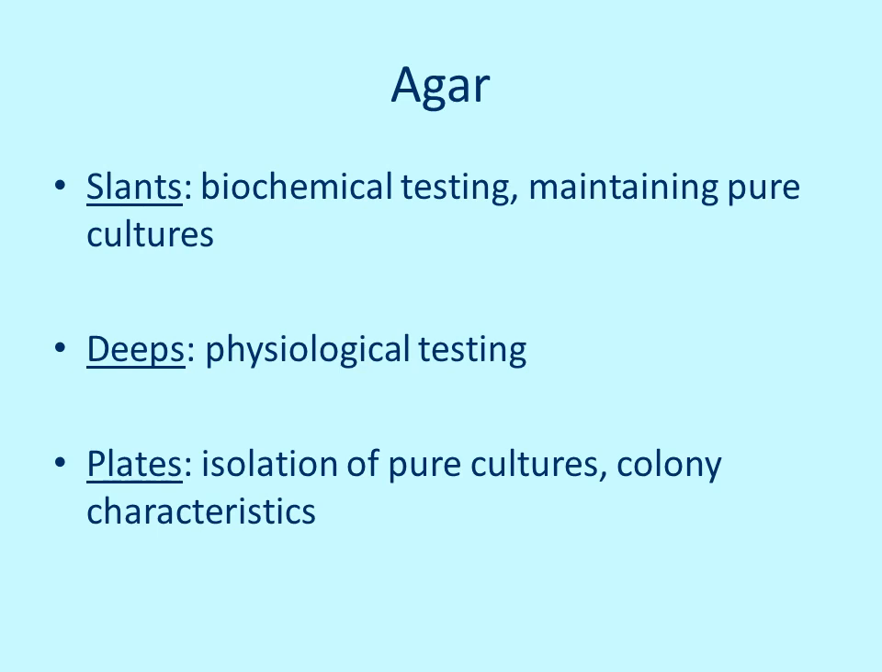You can have agar deeps, which are typically used once again for physiological testing. And then on plates, you can use this to isolate, get those individual pure colonies. When microorganisms are growing on a plate, you can also look at distinguishing culture characteristics. This will help you for identification purposes. You may not be able to identify solely on the culture characteristics, but it will help you.